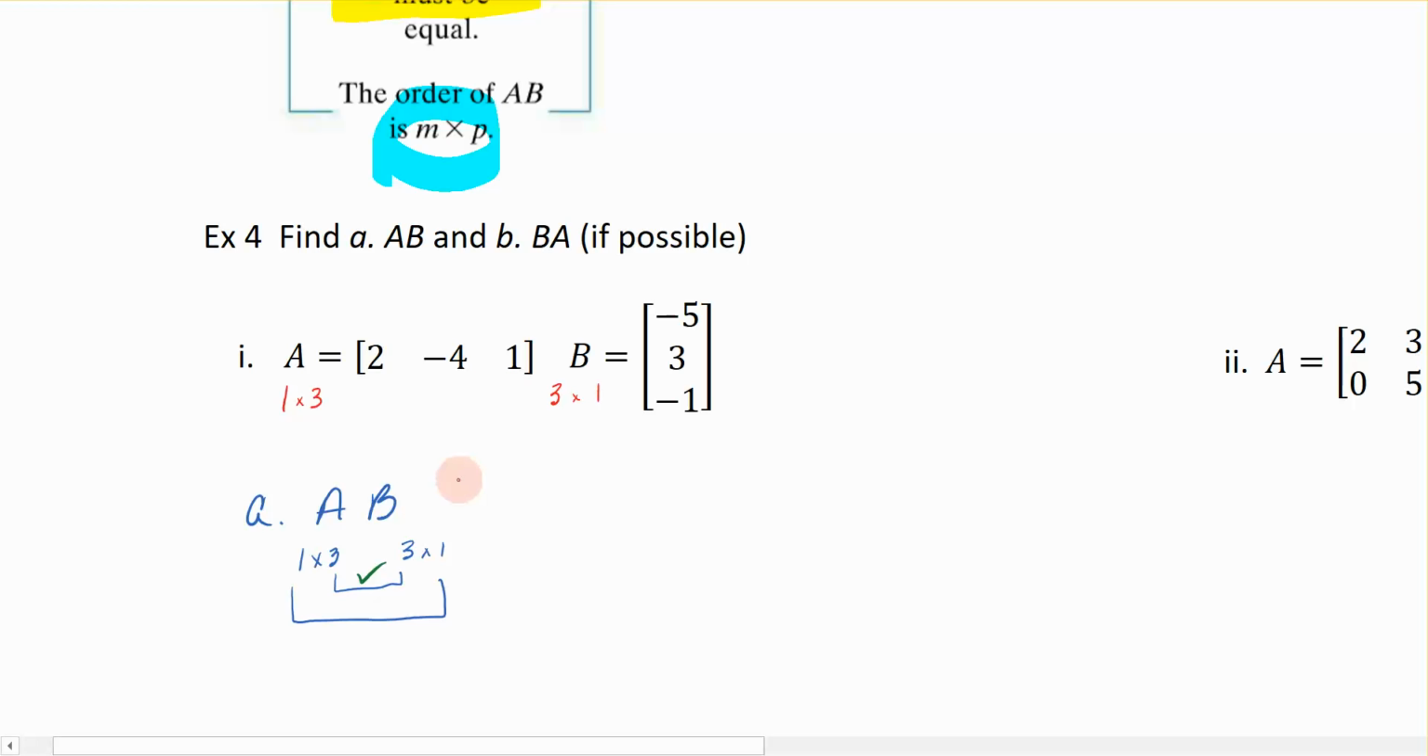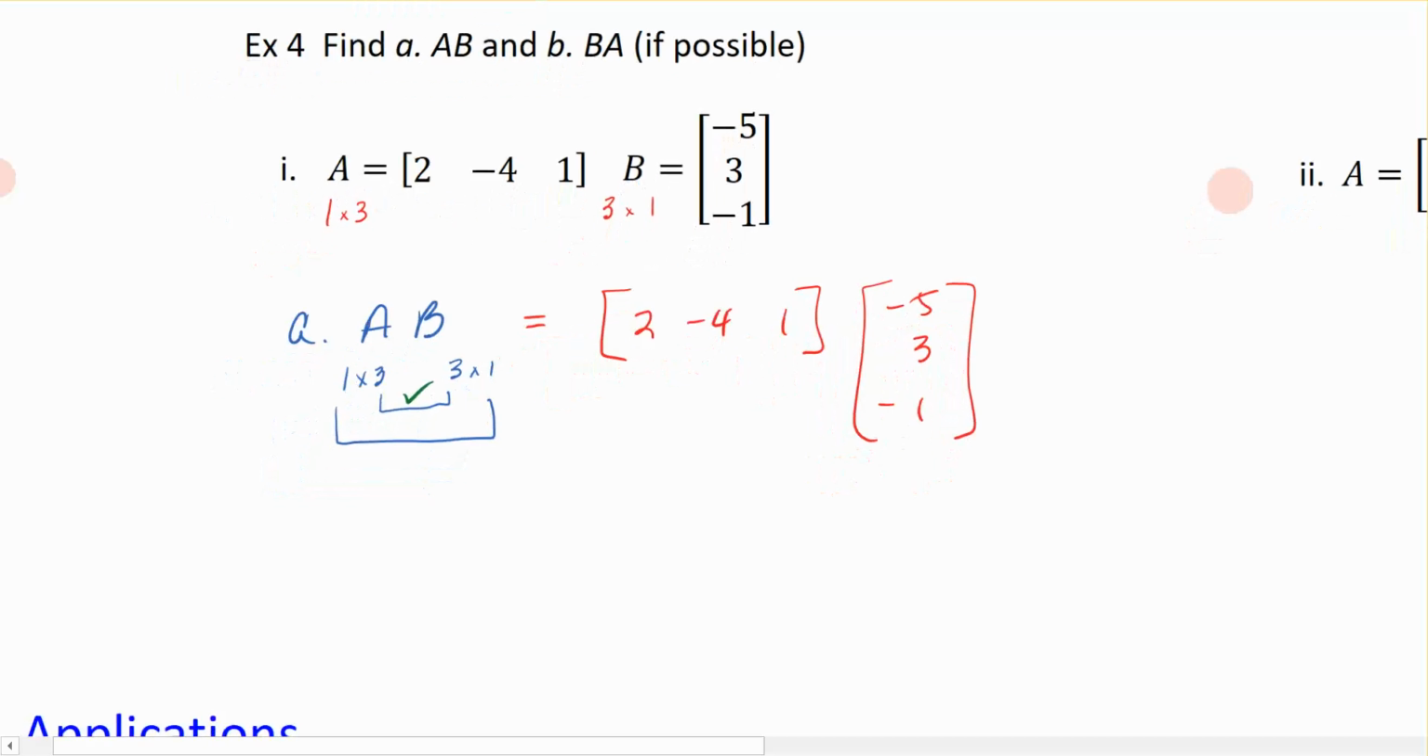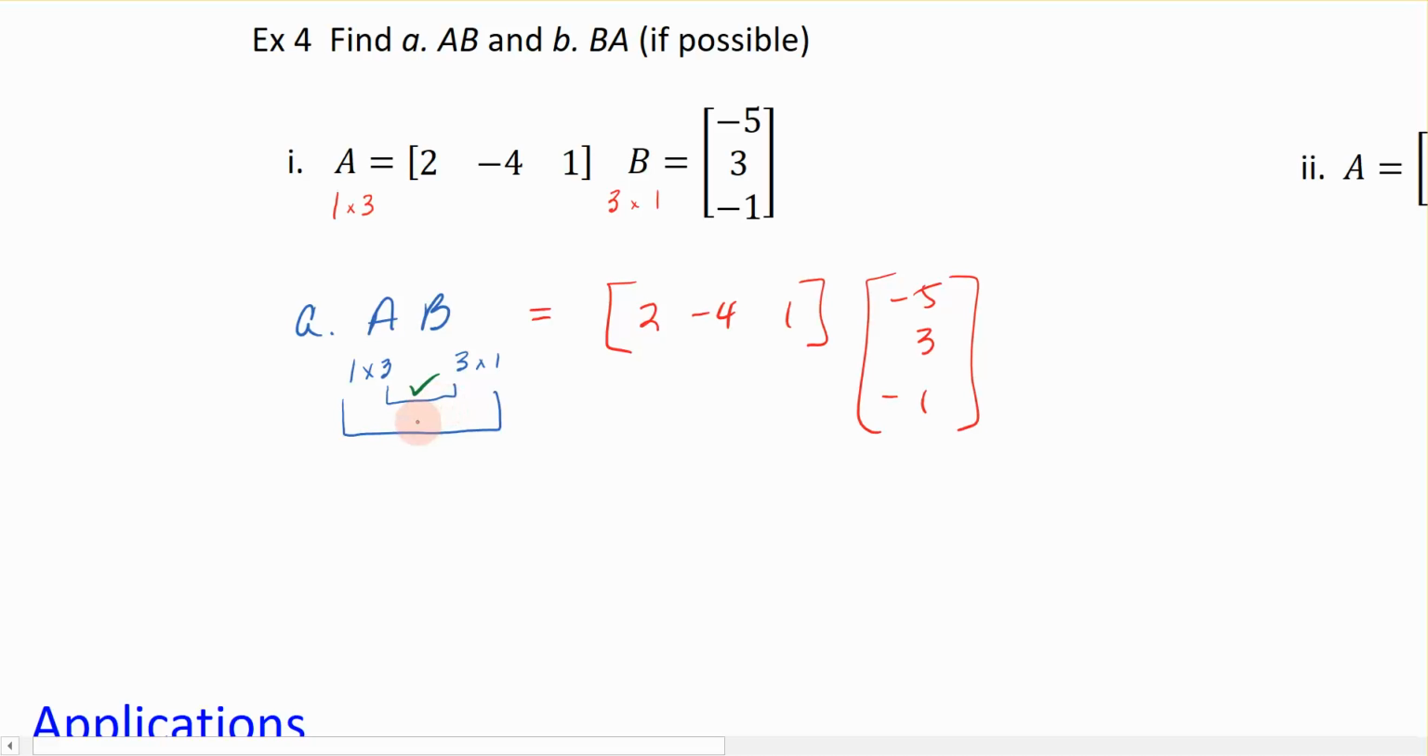Now, how do I go about multiplying them? Well, matrix multiplication is about a row times the corresponding column, and you just add them up. So row times column. How do I do that given A times B? I'm going to rewrite this as 2, -4, 1, and I'm going to multiply that times -5, 3, -1. Remember, we're going to end up with a 1 by 1 matrix. So what happens is I am going to take row 1 and multiply it times column 1.